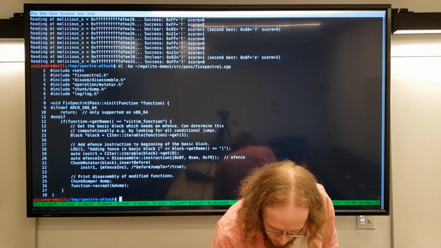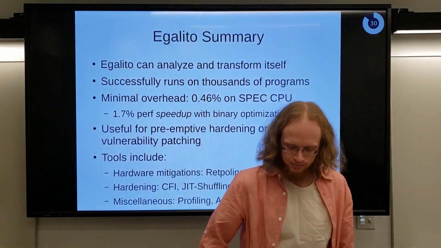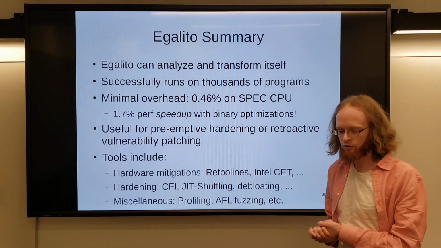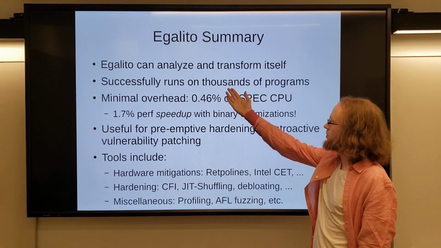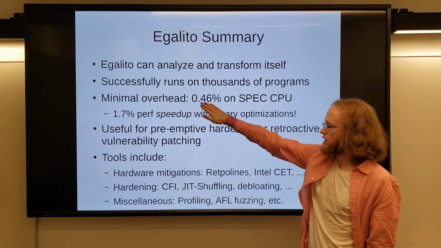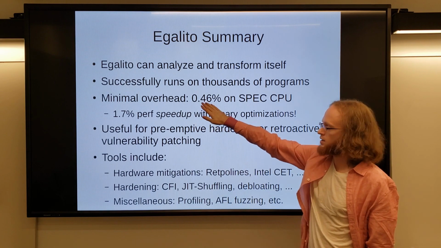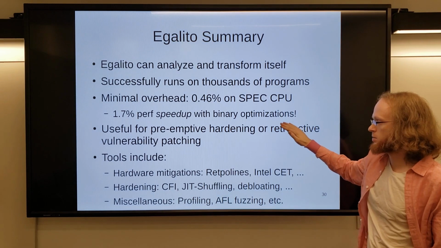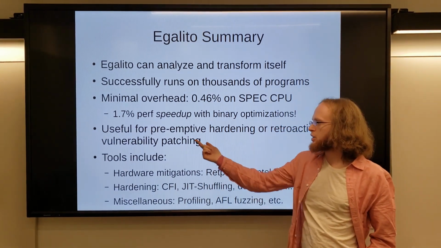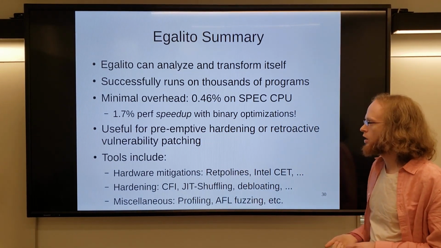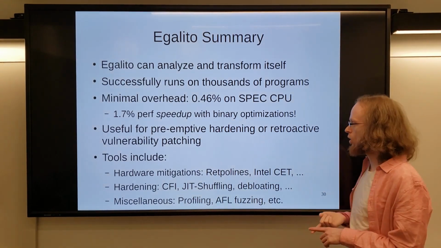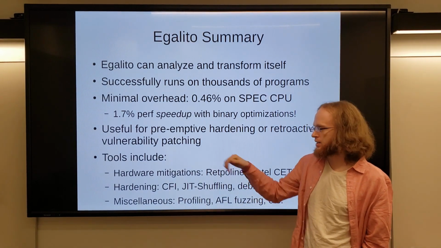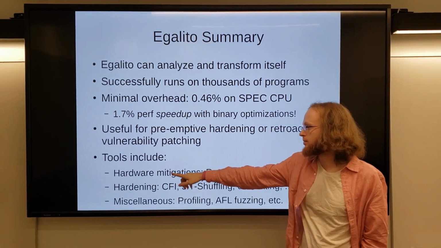So I want to summarize by saying, yes, Egalito can analyze and transform itself, and we've successfully run it on thousands of applications. The transformation overhead of the output binaries is near zero, and actually you can get a performance improvement if you're willing to turn on our binary optimizations. So Egalito is particularly useful for preemptive hardening or for retroactive patching of vulnerabilities once they're discovered, as my example with Spectre Variant 1 was showing.